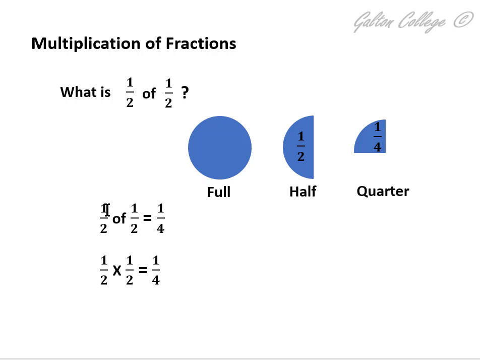So if you write it out, take away "of" and write it as a multiplication sign, we have a half multiplied by a half. Remember, of means multiply. Half of a half equals a quarter.